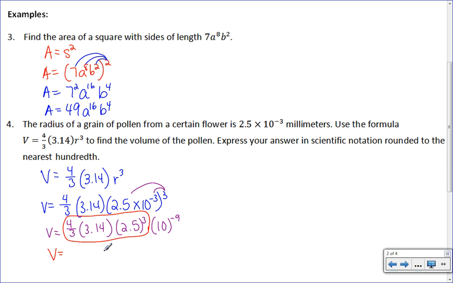Since we want it rounded to the nearest hundredth, we can go ahead and divide. And that should come out to 65.416 with the 6 repeating.